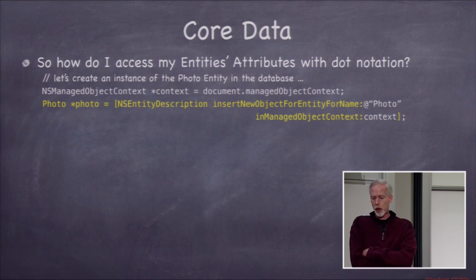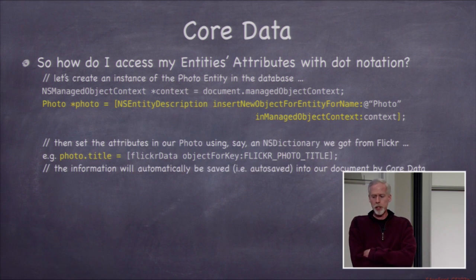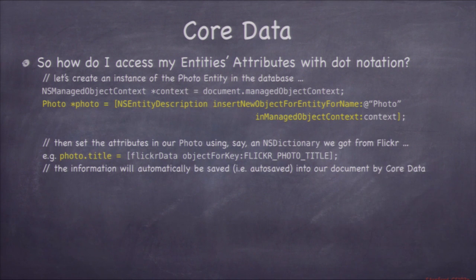But if you say Photo star photo equals that, then you can just say photo.title equals whatever you want the title to be. Like if I'm downloading this from Flickr, I might say Flickr data objectForKey Flickr photo title. Get it out of that dictionary that came from Flickr, and I'm just setting that title in my database. Okay, exactly 100% what you would think it would be.